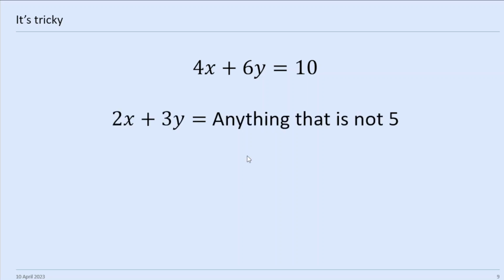But here's another problem. 4x plus 6y equals 10 and 2x plus 3y is anything that's not 5. Let's just say it's 0. If you double the bottom one, then you get 4x plus 6y equals 0, which contradicts the top one, which means there's no x's and y's that can satisfy both of those equations, so there's no solution.